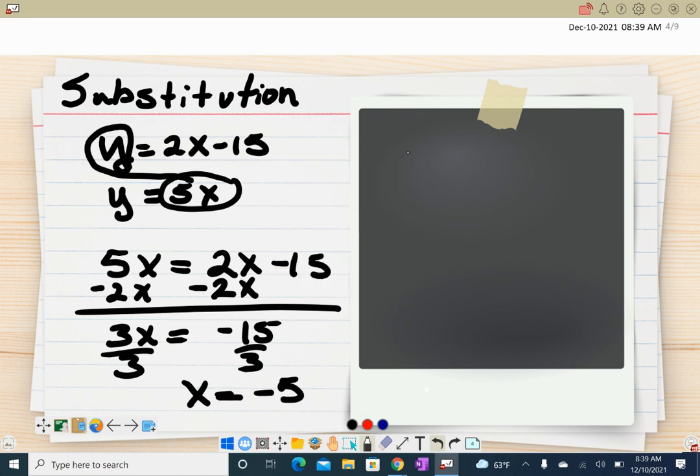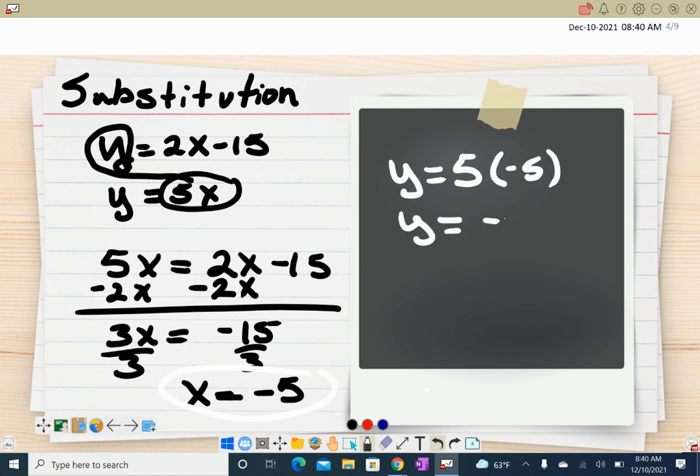I have y equals 2 times x minus 15, y equals 5 times x. I can use either one of them and plug in that negative 5. So y equals 5 times negative 5. So that gives me y equals negative 25. And my answer is x is negative 5 and y is negative 25.